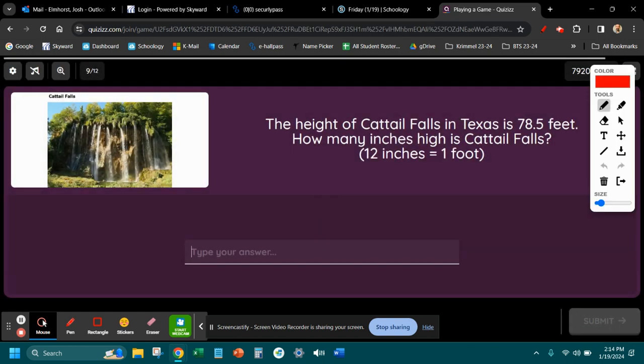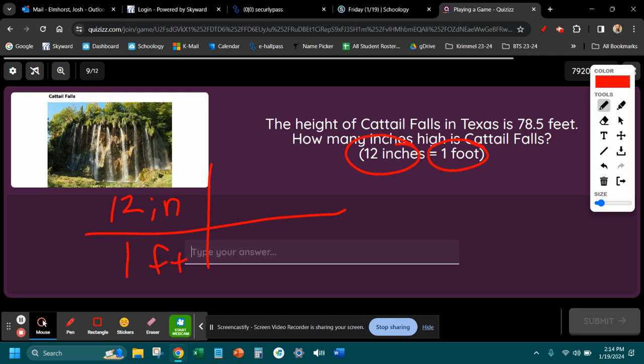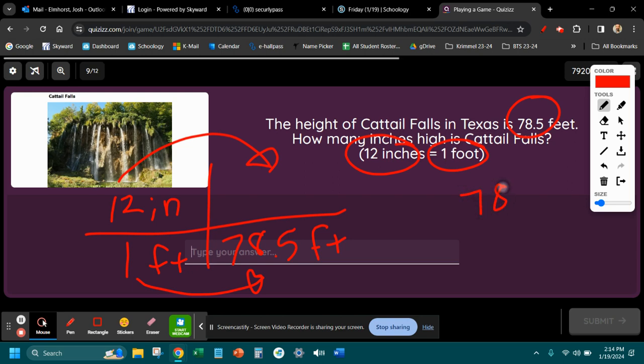Okay. We have 1 foot is 12 inches. 12 inches for 1 foot. And then we have 78.5 feet. So it looks like we're going to multiply 12 times 78.5 to find your total number of inches.